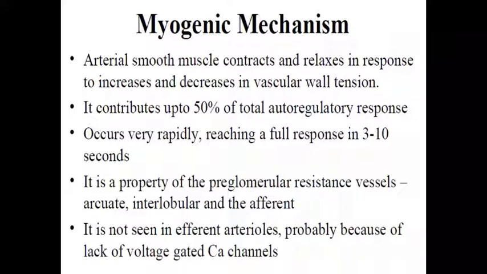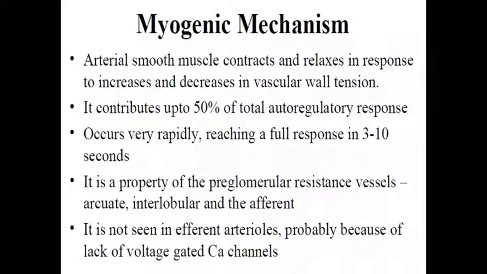So it's very fast. If blood pressure increases now, within 3 to 10 seconds the myogenic autoregulatory mechanism is going to reduce the blood flow to the kidneys. It is a property of the preglomerular resistance vessels, which are the arcuate arteries, the interlobar or the interlobular arteries, and also the afferent arterioles. So there are changes in vasoconstriction and vasodilatation in response to blood pressure changes as well.